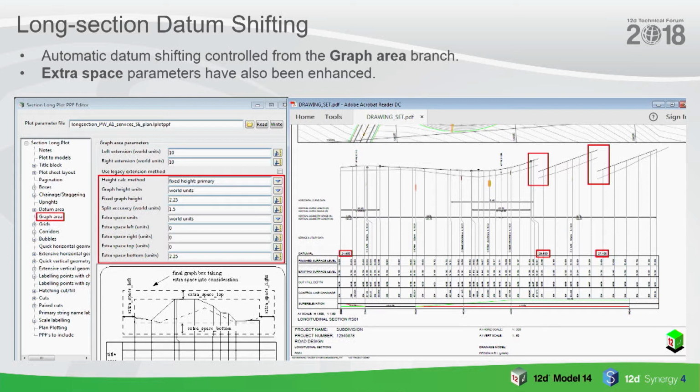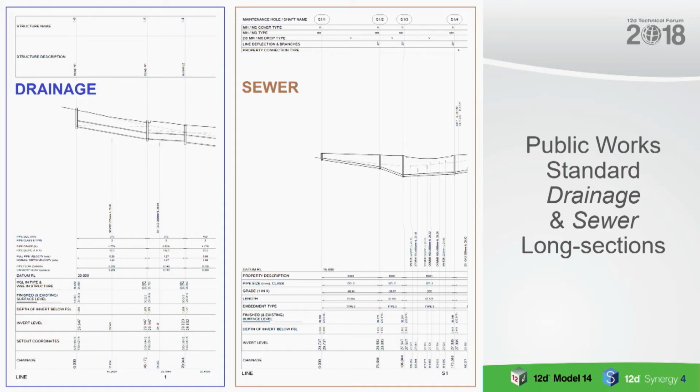I haven't shown it in here in my example, but you can put an upright in there where the break is as well. I just chose not to in this case. But yeah, datum shifting is now a possibility. So all those people that need to do that, I think that one will be welcomed. And here's just a couple of examples of the drainage and sewer long sections as well.